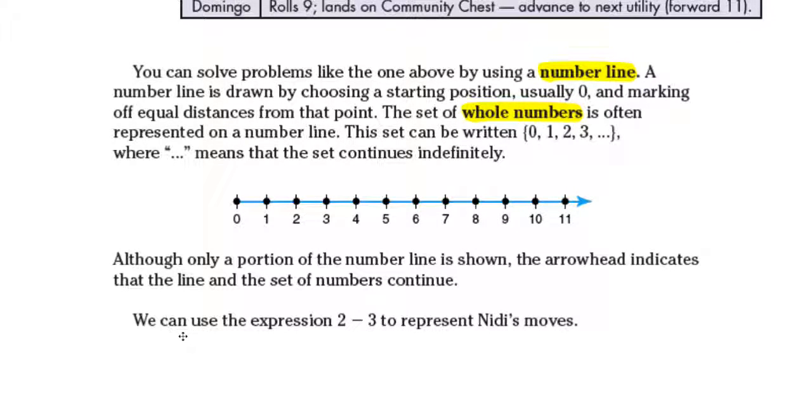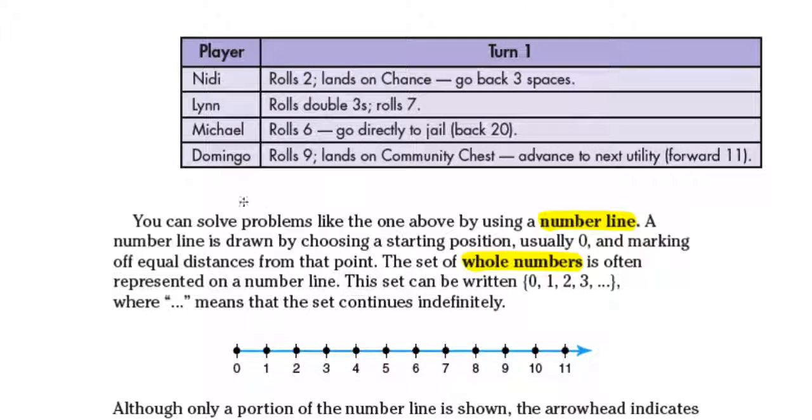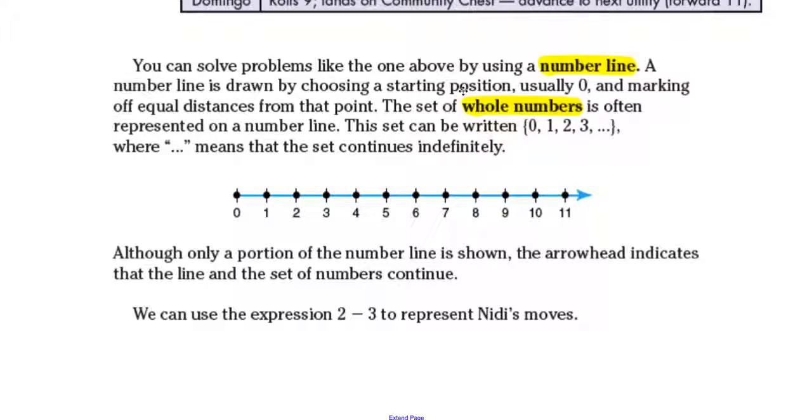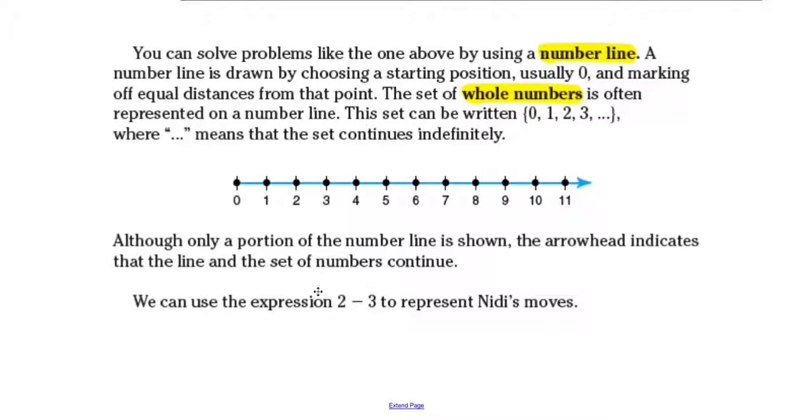So we can use the expression 2 minus 3 to represent Nidhi's move. Why? Because Nidhi rolls 2, that means 2 on the die, lands on chance and then goes back 3 spaces. So she needs to move forward 2 spaces and back 3. So 2 minus 3 represents Nidhi's move. Let's take a look at 2 minus 3. There it is, which represents going forward 2 spaces and going back 3 spaces.